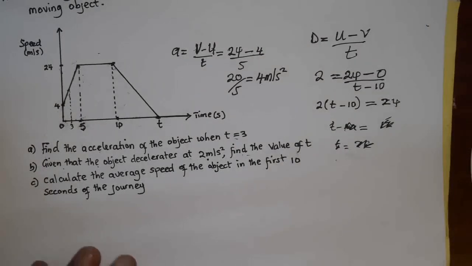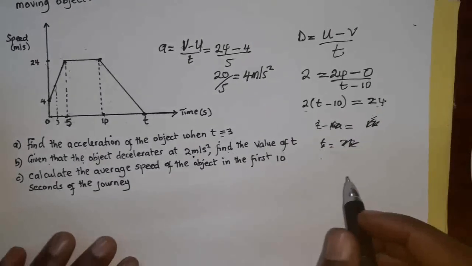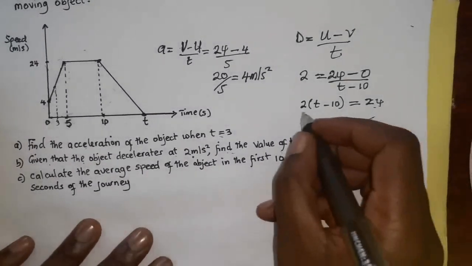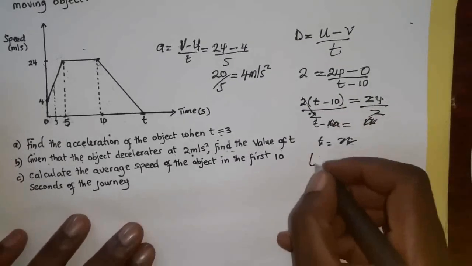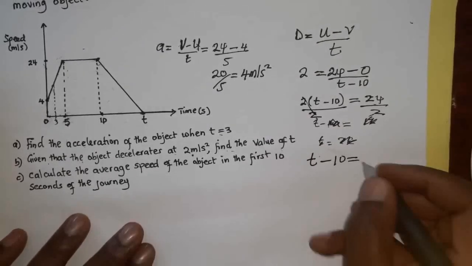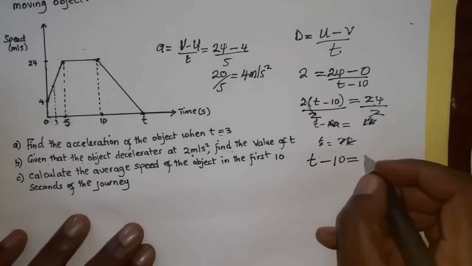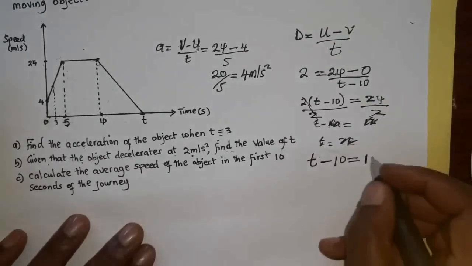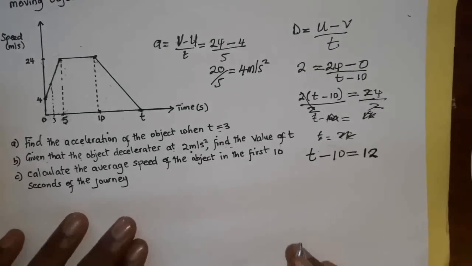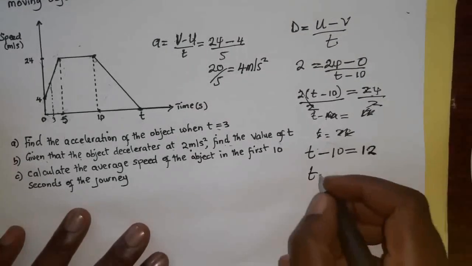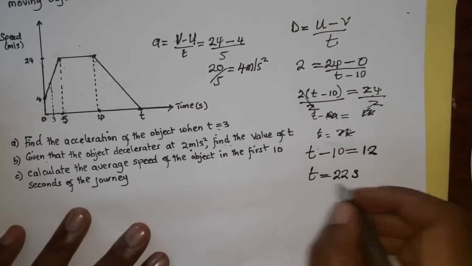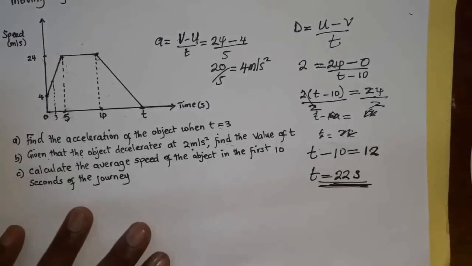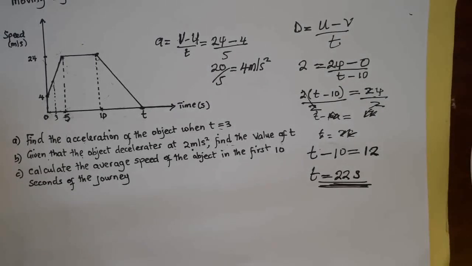From this point, I think we can divide this side by 2 and also divide this side by 2. This cancels, so you have t minus 10 is equal to 12. When you take 10 to the other side, t will be 22 seconds. Please, these answers are subject to the suggested answers. You may have different ones.